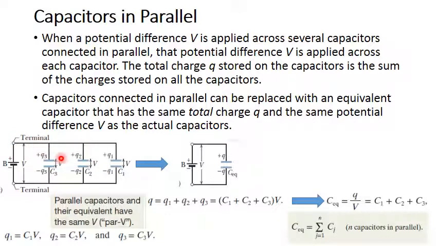When the capacitors are connected in parallel, the potential difference between all the capacitors is the same, because the potential difference here would be the potential difference between terminal A and terminal B, which is the same for all the capacitors in parallel. So we say that when a potential difference V is applied across several capacitors connected in parallel, that potential difference is applied across each capacitor. Now the potential difference at capacitor 1 is V, in capacitor 2 is V, in capacitor 3 is V.